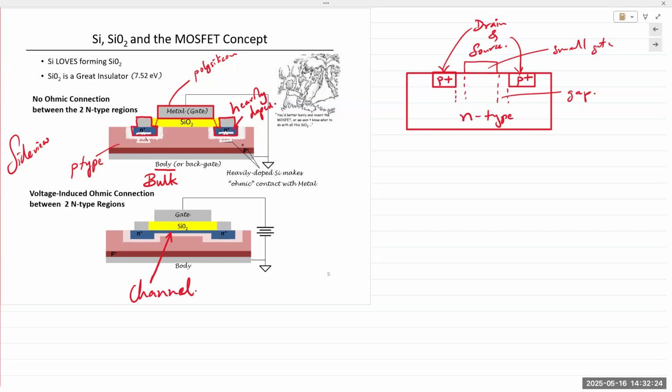Okay, this is a P-type device. So what is your guess as to the kind of channel? There's only two options, multiple attempts. Take a shot.